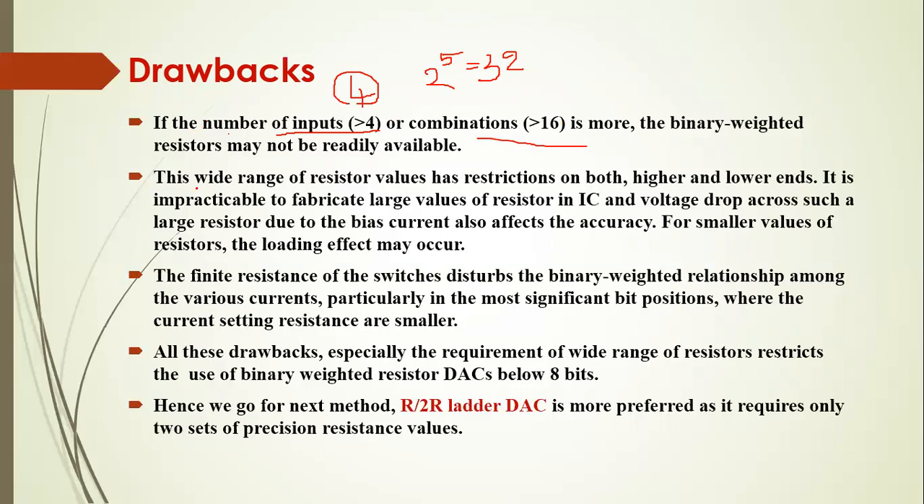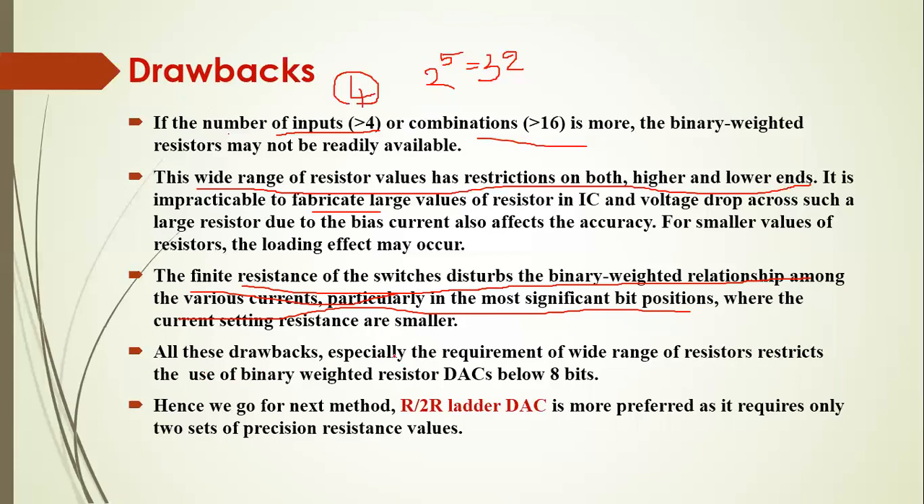Also, this wide range of resistor values has restrictions on both higher and lower ends. Here we are not specifically saying that the resistance values are more, but on both ends the resistance values are restricted to obtain. So they are not fabricated. Next, the finite resistance of switches. If we use finite resistances, then it disturbs the binary weighted relationship among various currents, particularly in the MSB bit positions. So this is also a drawback here.